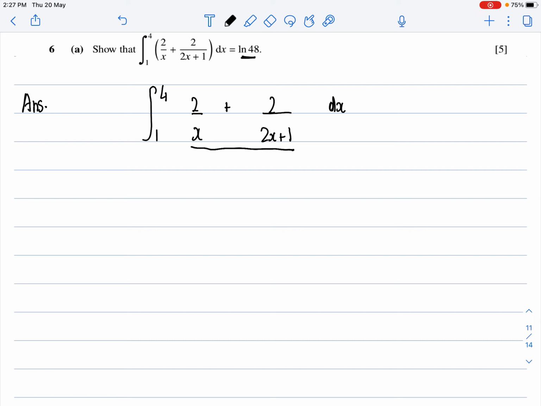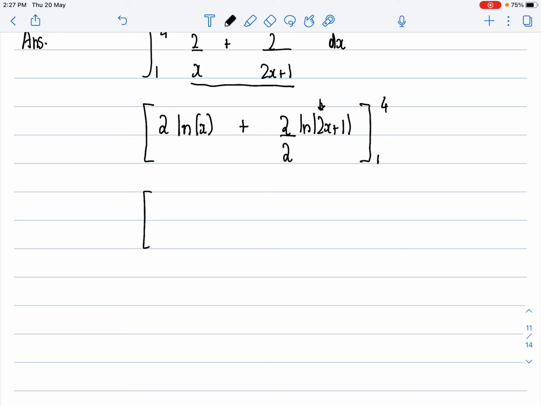The integration of 2 over x, first I know is ln x. Now I have a pre-existing 2, so I'll write that. In the same way, plus I can write ln 2x plus 1 as it is, correct? But there's 2 in the numerator, but now this will be divided by the coefficient of x here, which is 2, correct? So I can write this like this with the limits 1 and 4.